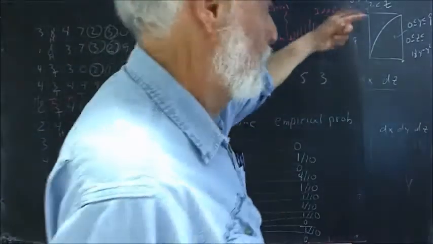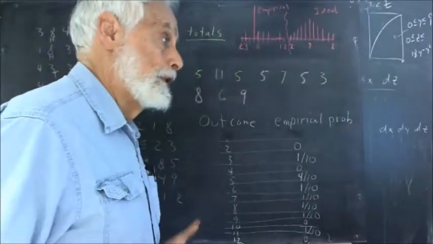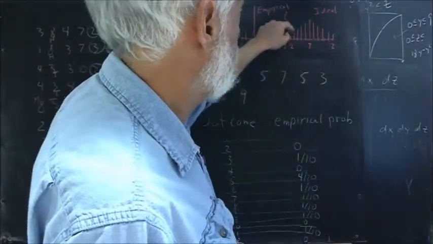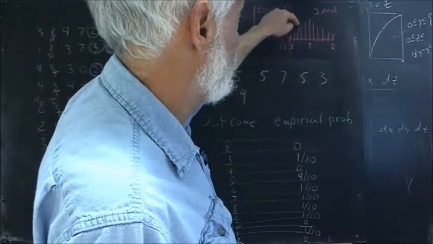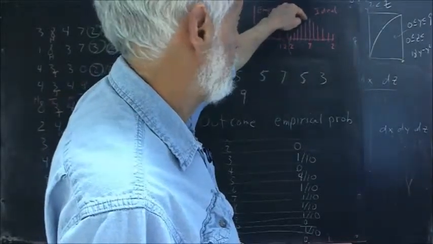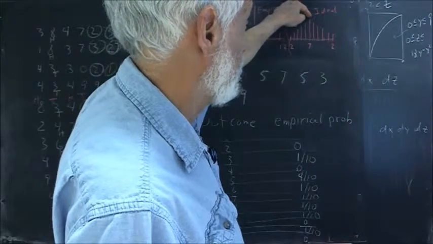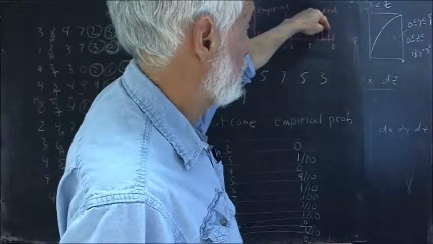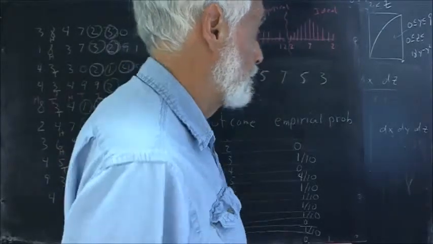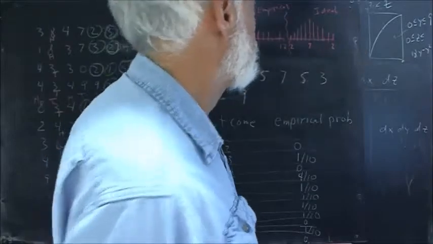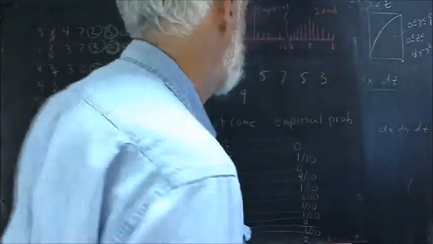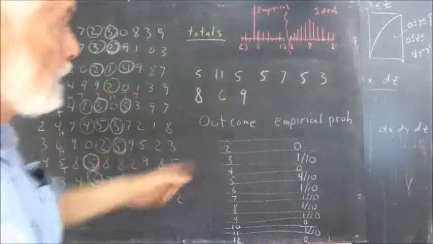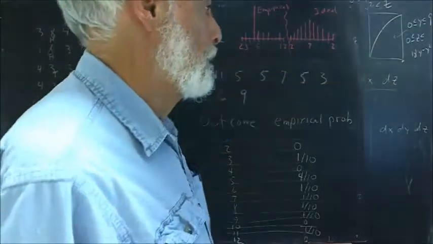Now the ideal for rolling 2 dice, as we should know perfectly well by now, there's 1 way out of 36 to get a 2, 2 ways to get a 3, 3 ways to get a 4, 4 ways to get a 5, 5 ways to get a 6, 6 ways to get a 7, then 5 ways to get an 8, 4 ways to get a 9, 3 ways to get a 10, 2 ways to get an 11, and 1 way to get a 12. So here's our ideal probability distribution for rolling 2 dice. And the empirical does not agree very well with the ideal.